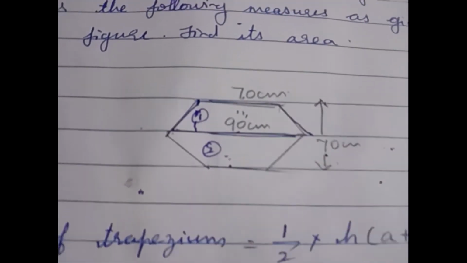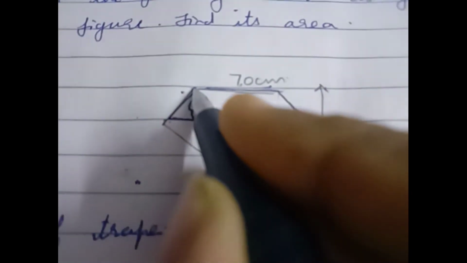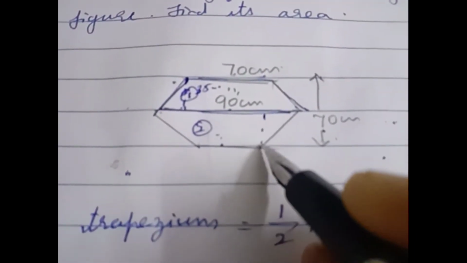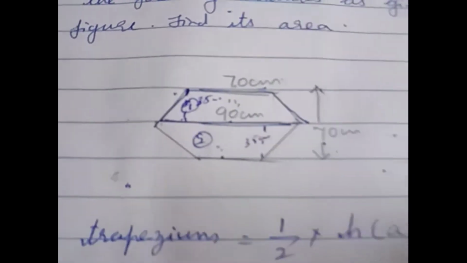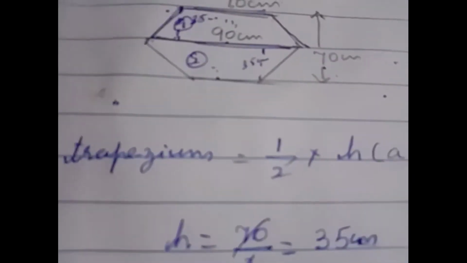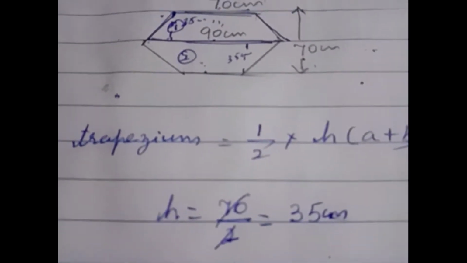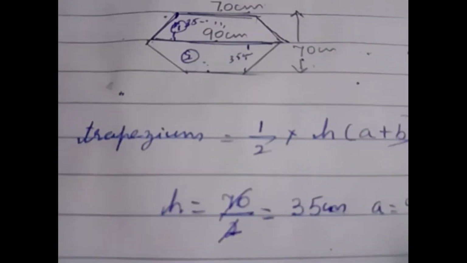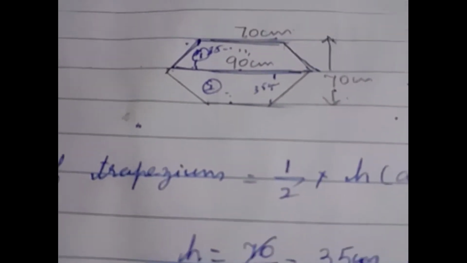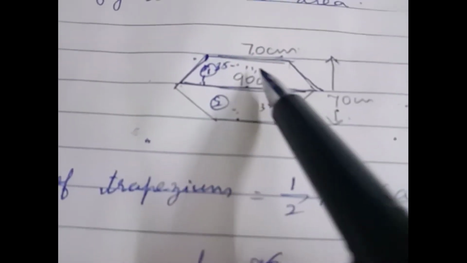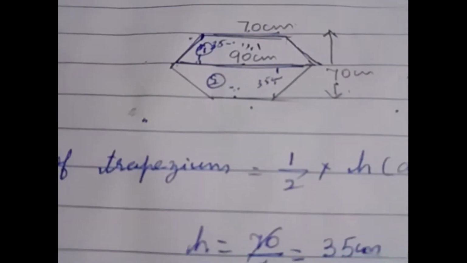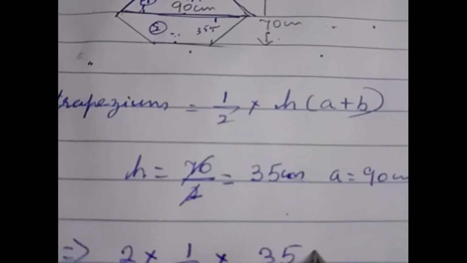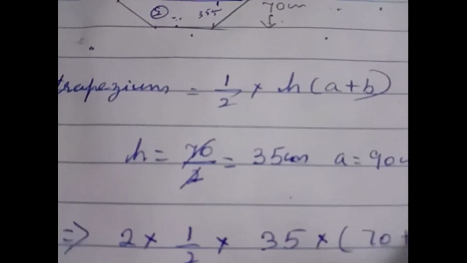So if you take this figure, the height of the first figure is 35. Then the next is also, if you take this one, the height is 35 centimeter. Area of trapezium is equal to half into h into a plus b. A value is equal to 90 and B value is equal to 70. Here you can see the two trapezium. So write 2 into 1 by 2. H value is 35 into 70 plus 90.